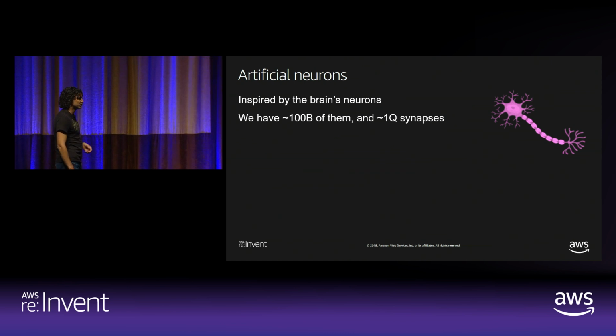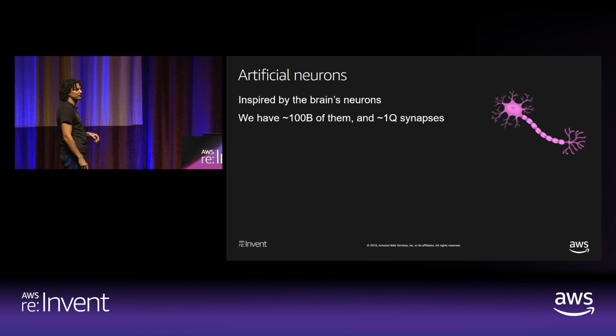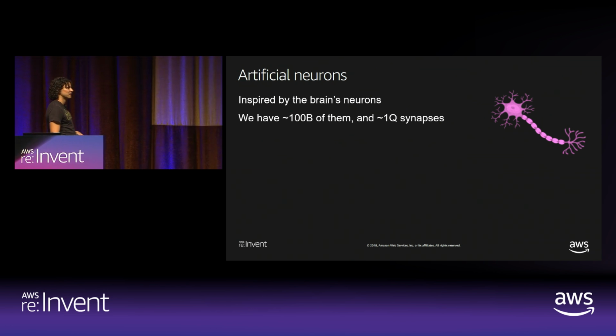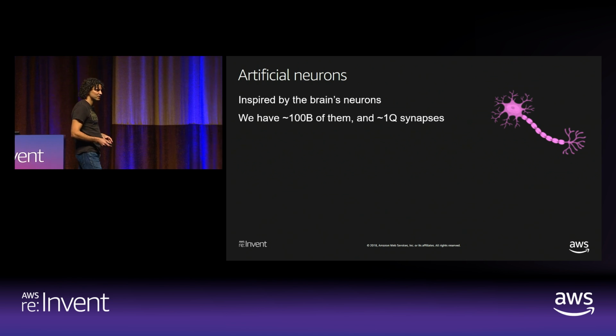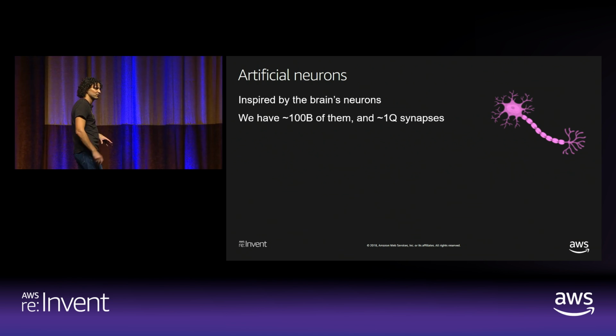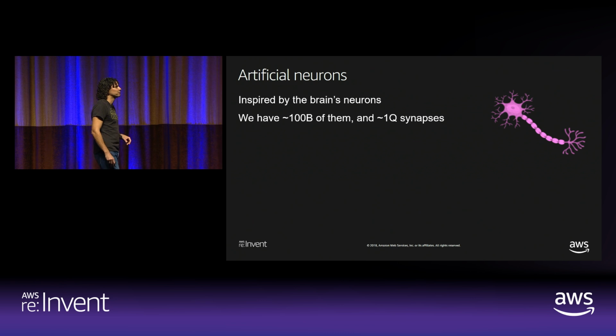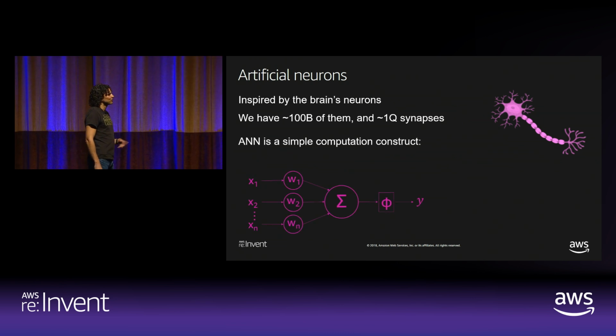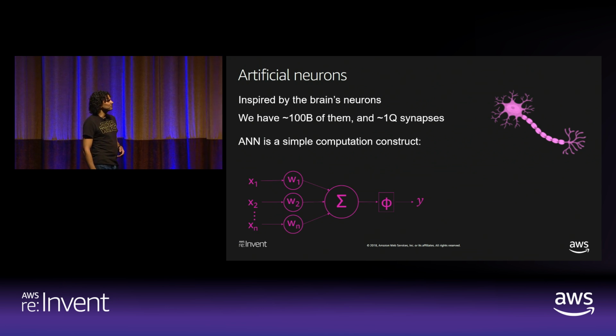And by the way, in our brain we have around 100 billion of these neurons and around 1 quadrillion synapses. That's extremely large, even in modern terms of deep learning. So our brain is definitely something we can take pride of. But an artificial neuron is actually much simpler.